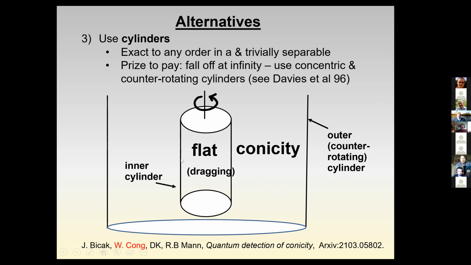Okay, so this is work in progress. We really want to do the frame dragging in this setup. In the meantime, we just look at the quantum detection of conicity. So we place the detector here, and we were asking, can we detect the fact that actually there is some conical deficit outside of the cylinder? And that's published in this paper.